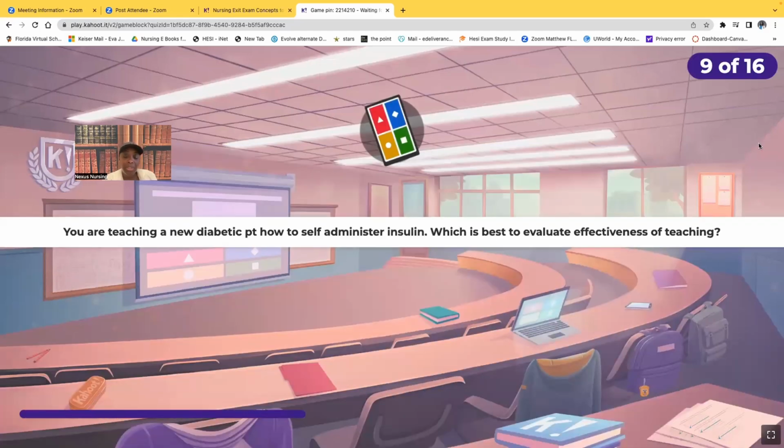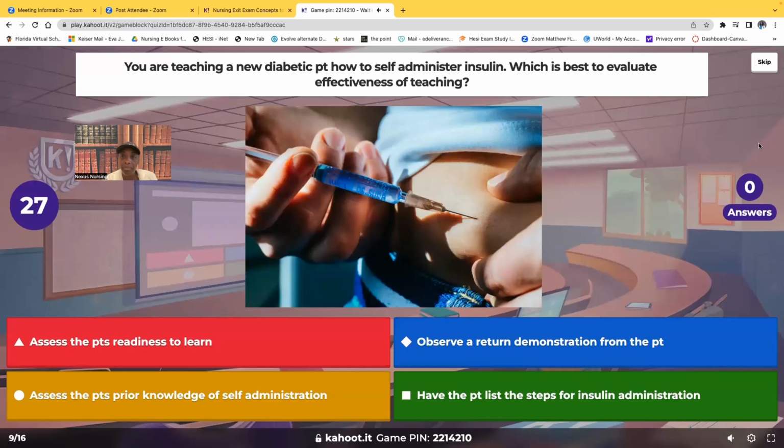You're teaching a new diabetic patient how to self-administer insulin. Which is the best to evaluate the effectiveness of teaching? Is it to assess the patient's readiness to learn? Is it to observe a return demonstration from the patient? Is it to assess the patient's prior knowledge of self-administration? Or to have the patient list the steps for insulin administration? Which one's going to evaluate the effectiveness of teaching?